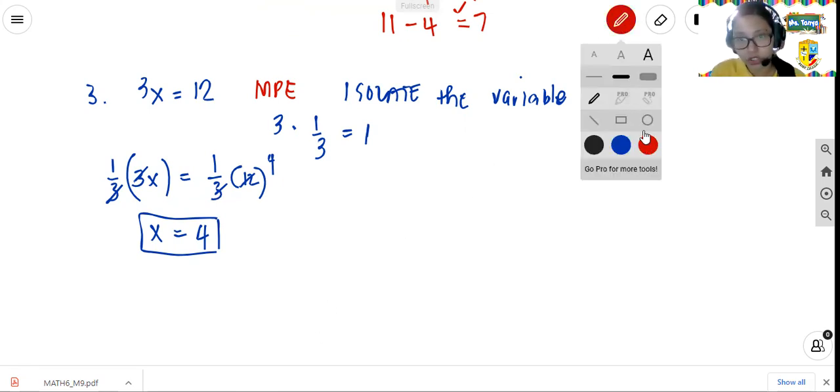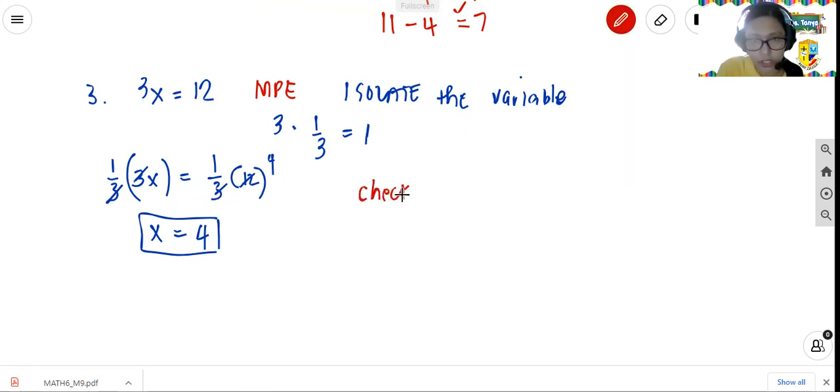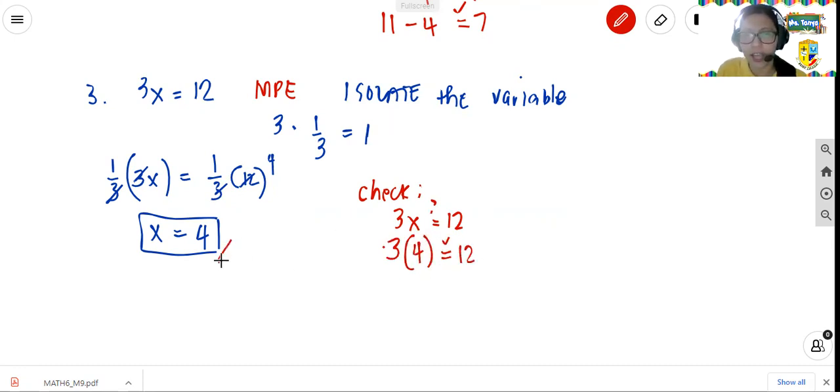So we have to check. So let's have 3x equals 12. Let's check if that's true. So if x is 4, 3 times 4 is equal to 12. Hence, our answer is x is equal to 4.